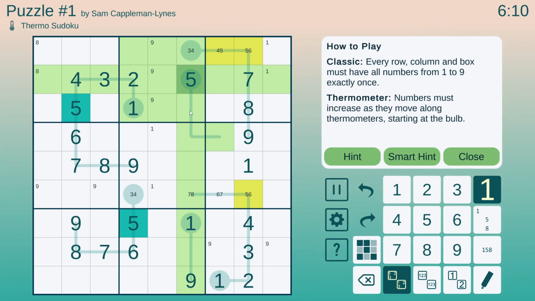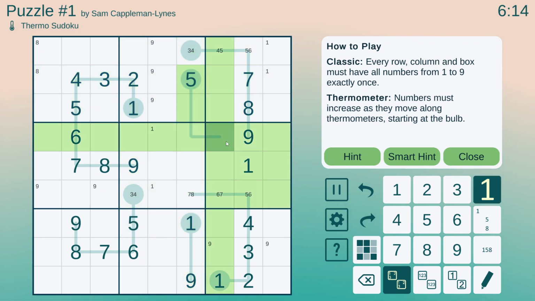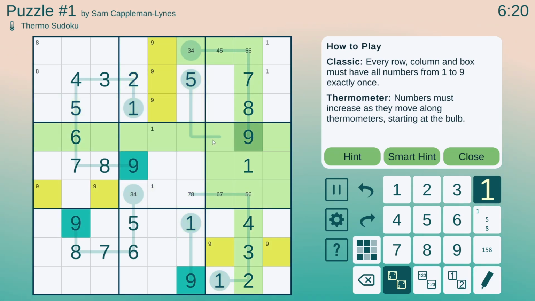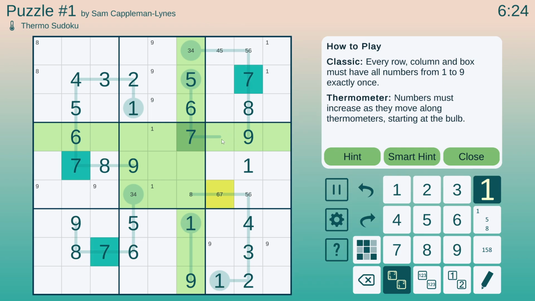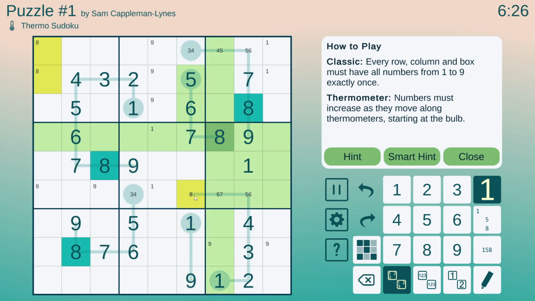And then I think it just keeps going, right? 6, 7, 8. Because if this was a 7, 8, 9, the 9 would conflict. So that's got to be 6, 7, 8. And now where does 8 go?